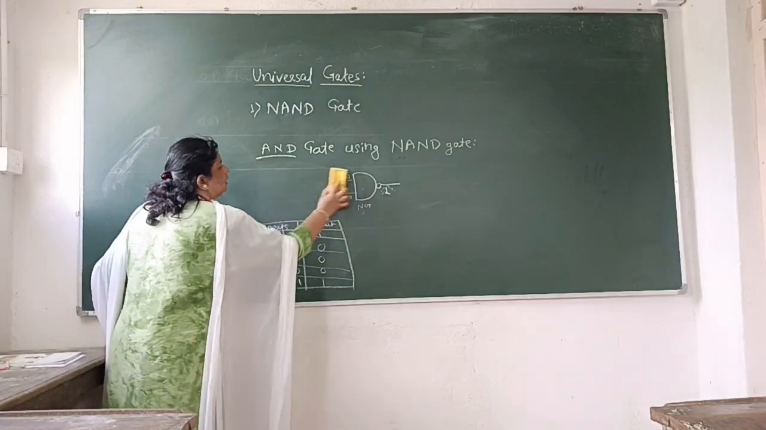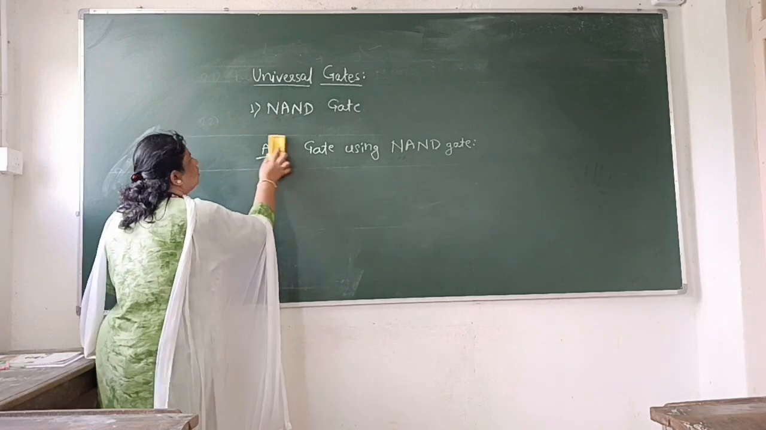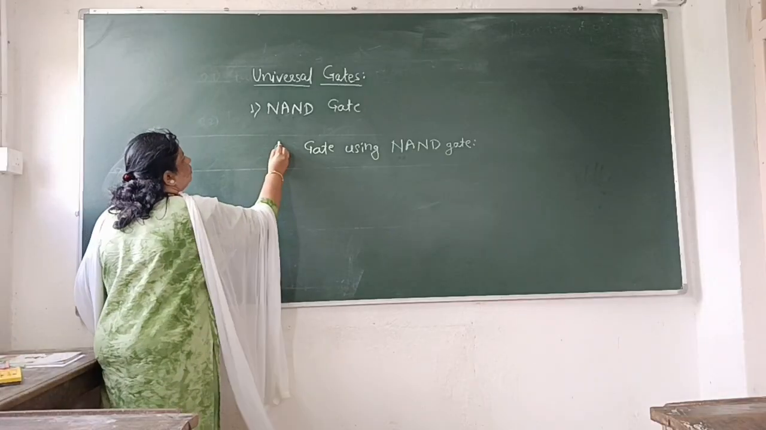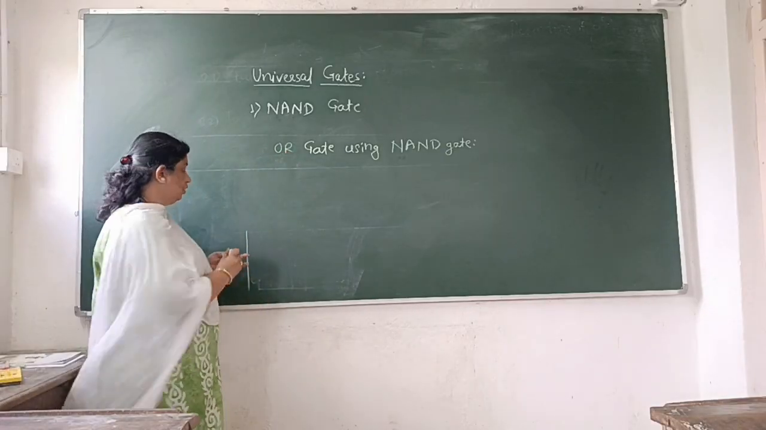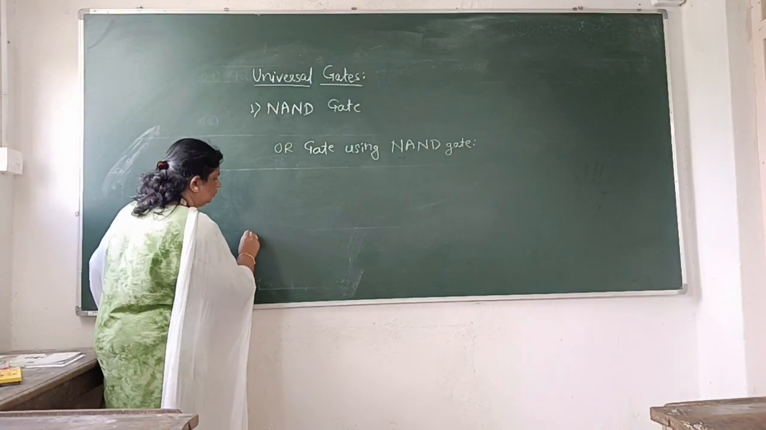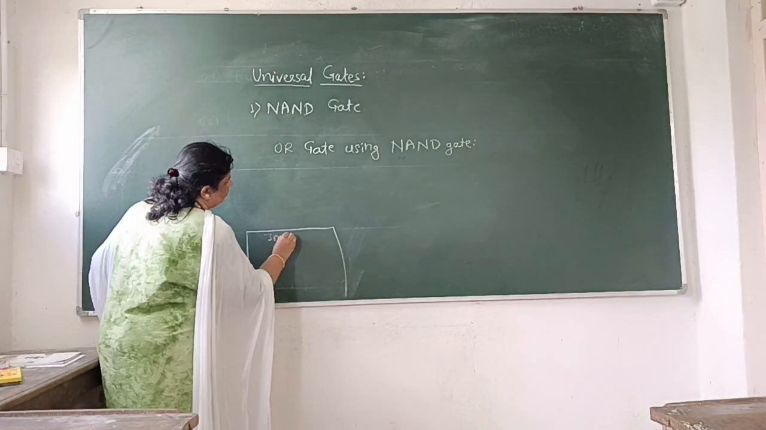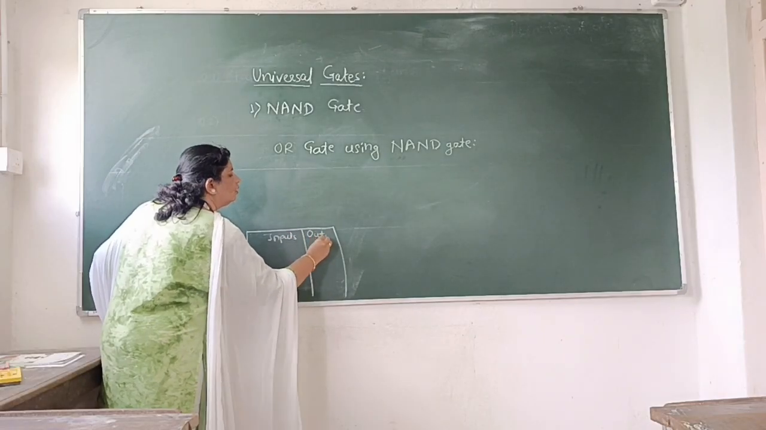Now the third circuit we are going to discuss, that is the third basic gate we are going to discuss here, is OR gate using NAND. First of all we will draw the truth table for OR gate. So again here inputs, and the second column will be for outputs.